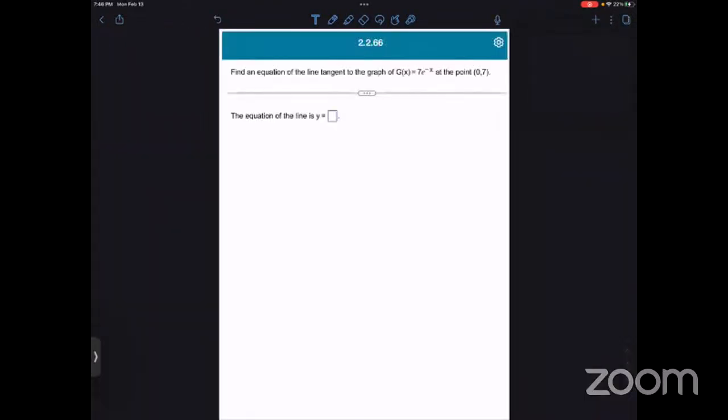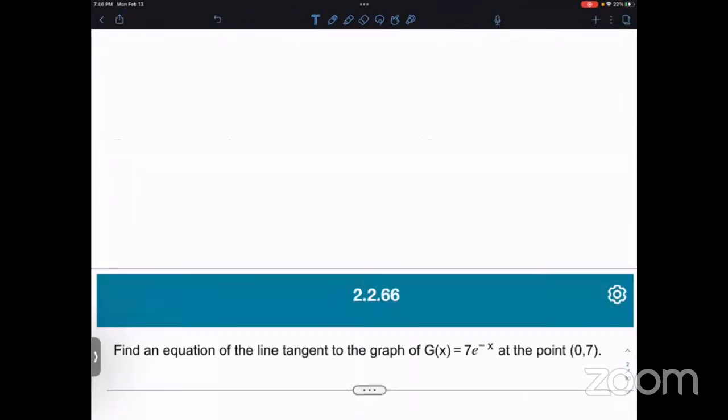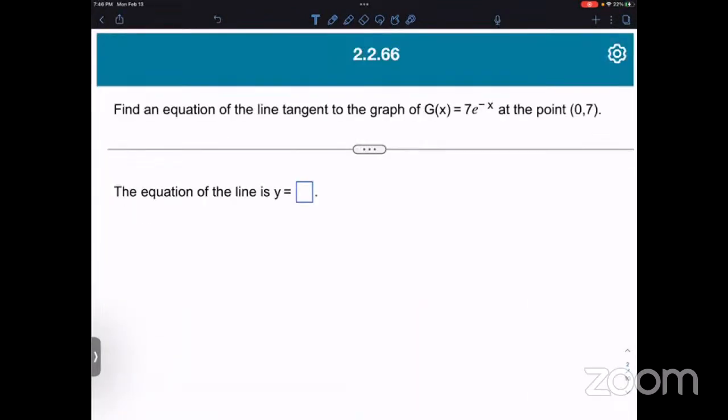So if I go view, single page. Okay, let's try this again. Okay, there we go. So this first question comes from section 2.2, question 66, right? First, we're asked to find an equation of a line tangent to this graph at the point (0, 7).